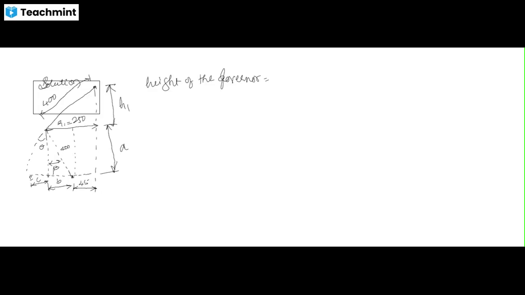Height of the governor H1 equal to square root of 400 square minus 250 square. Someone calculate and give the value of H1. 312.24 mm, which is equal to 0.312 meter. Clear? Okay. Next.